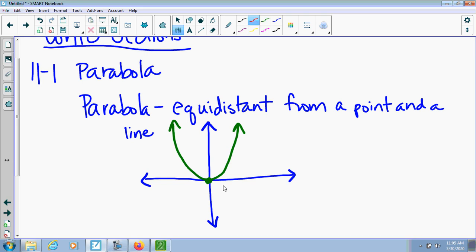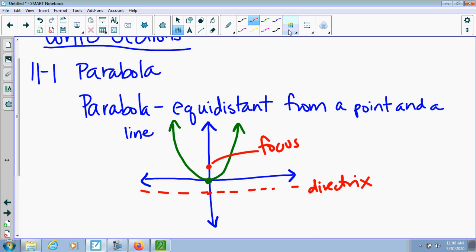Then I'm going to label all of the different parts that we'll be finding in this section. So we're going to find our focus, which is inside of our parabola. This is called the focus. Okay? And then a line that's the exact same distance from your vertex as your focus is, down here, and this line is called the directrix. Okay? The directrix and the focus. So we'll be finding equations for this and for that.